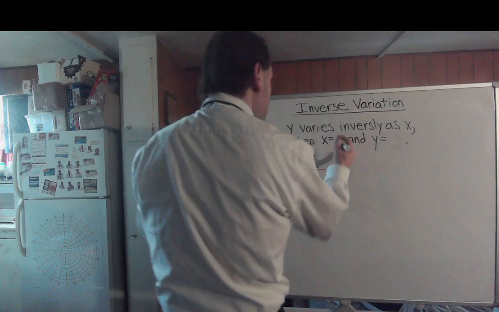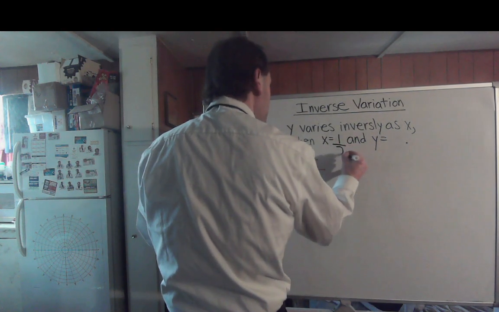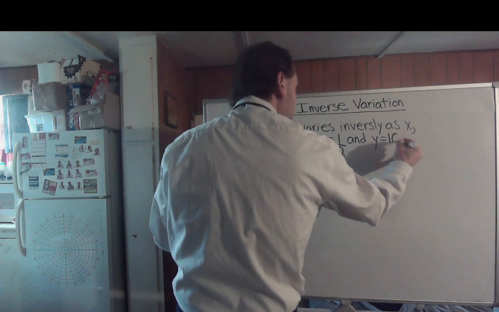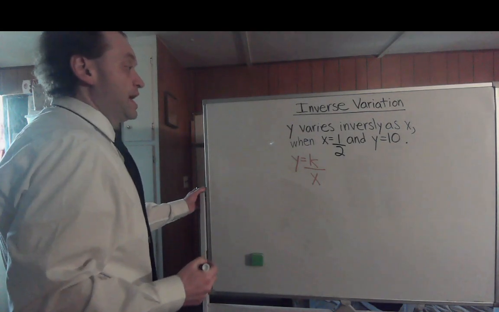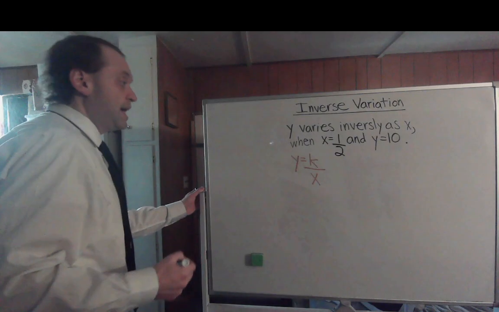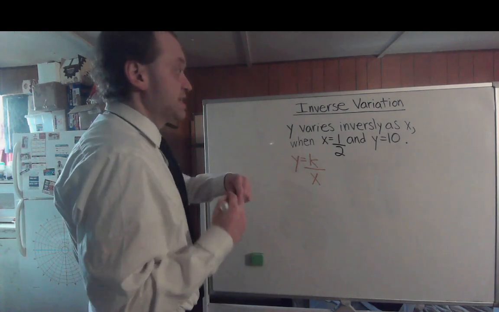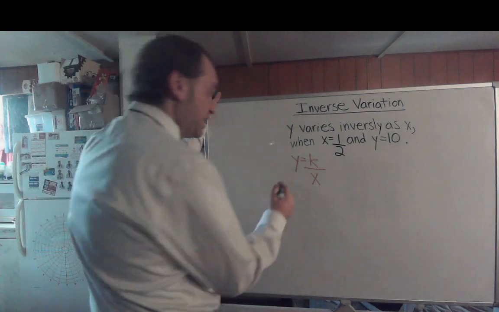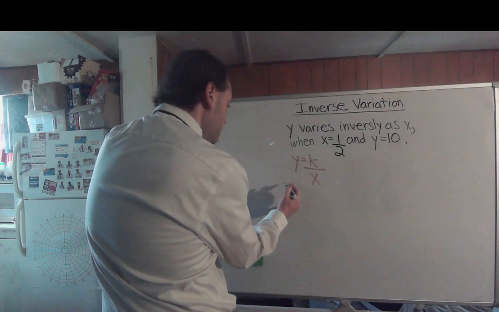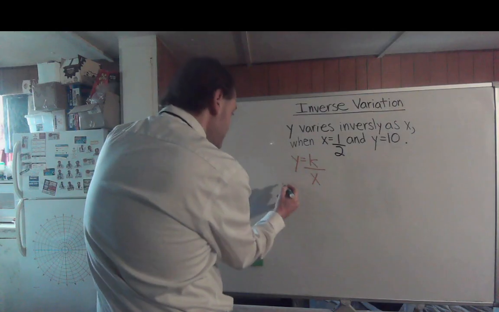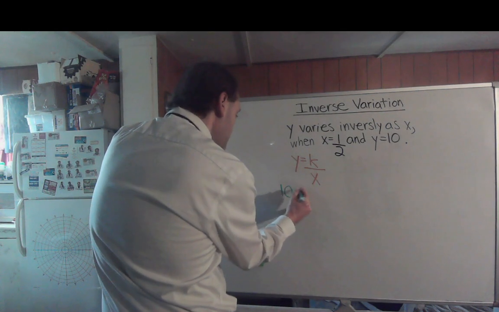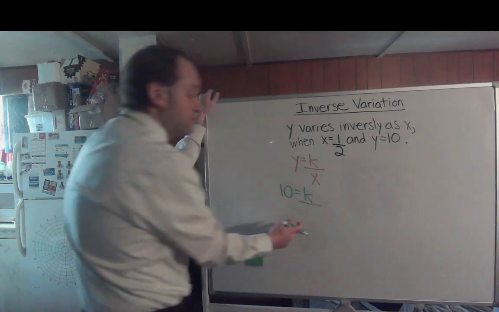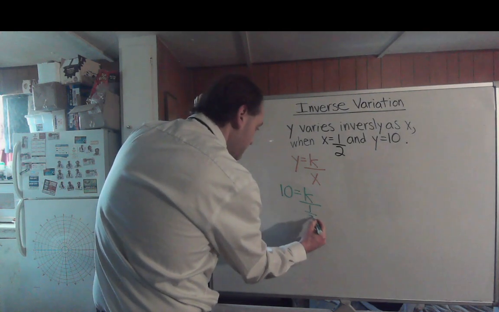Alright, let's see here. x equals 1/2 and y equals 10. Okay, so we have y varies inversely as x when x equals 1/2 and y equals 10. Well, let's go ahead and put this in here. So you've got the y is 10. That's going to equal that k, that constant of variation, divided by your x value of 1/2.